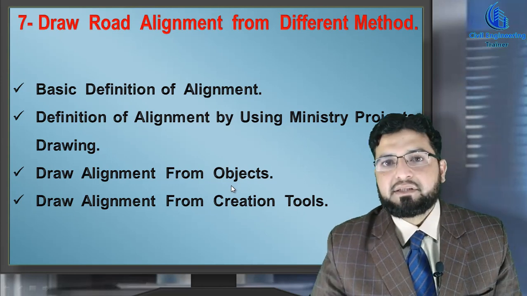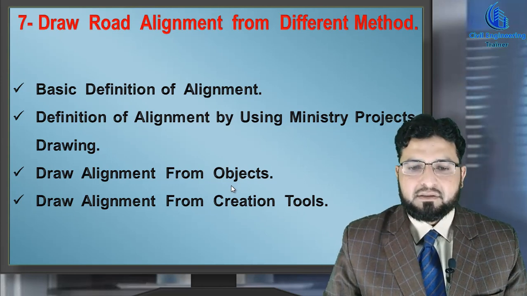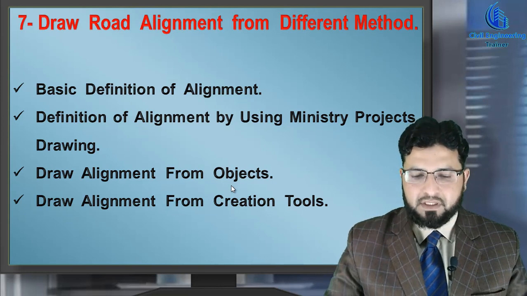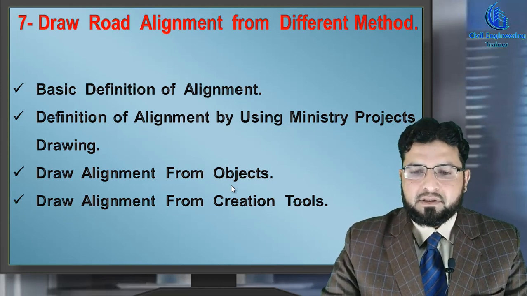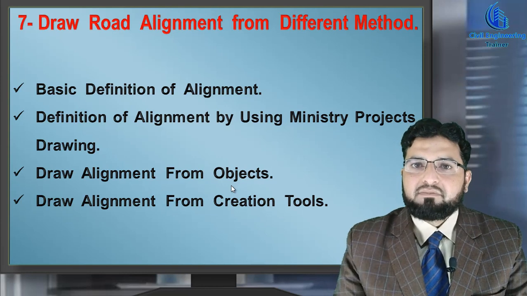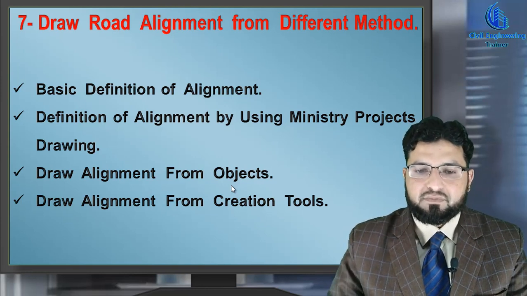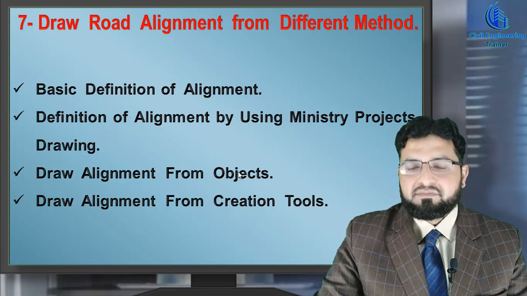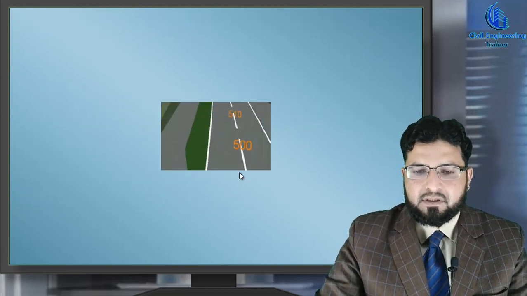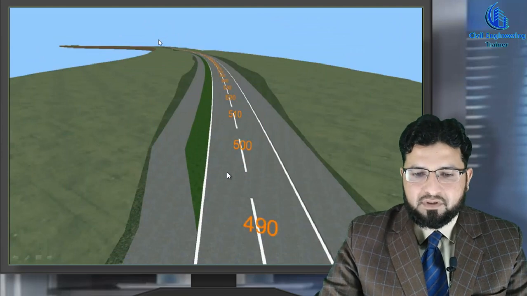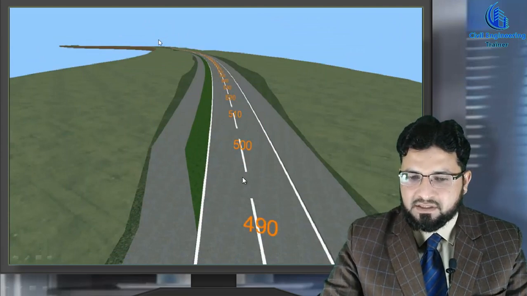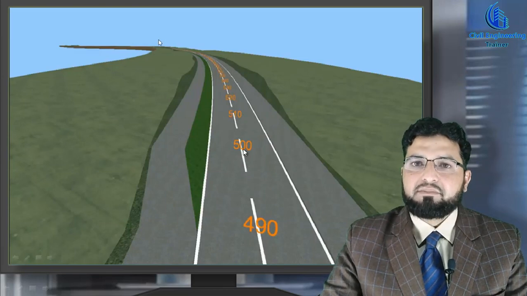First of all, keep in mind that without understanding alignment you can't do anything, especially in Civil 3D. This is a very important topic because all types of road are based on alignment. First of all, I discuss some things related to alignment with different methods. You can see one road here. The center line of this road is called alignment, okay?